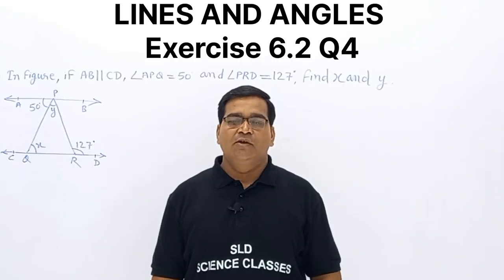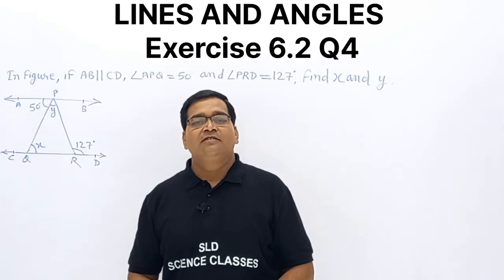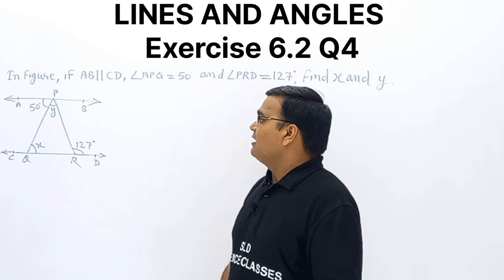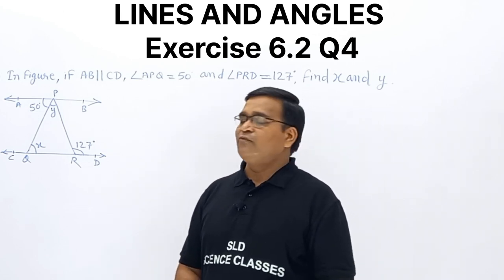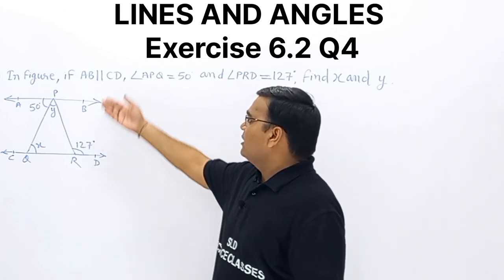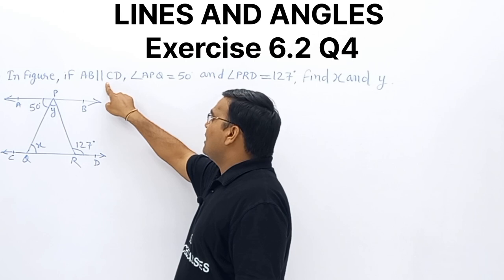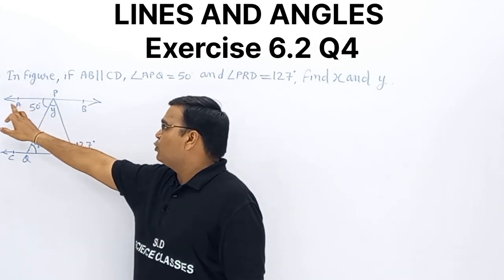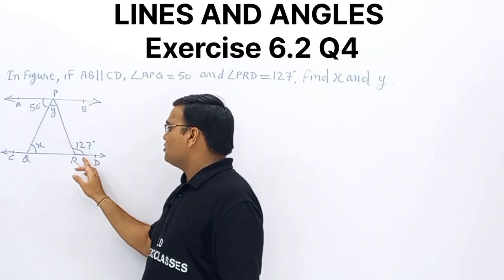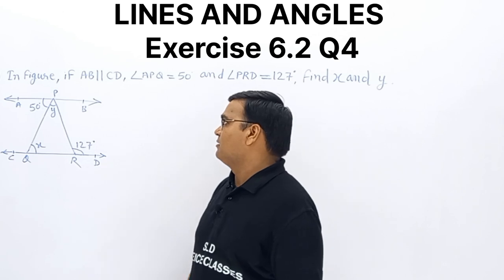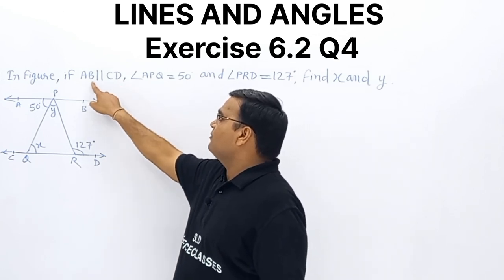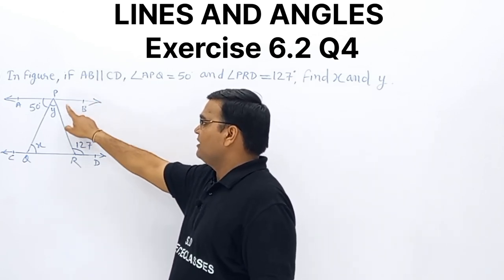In this class, we will discuss exercise 6.2, lines and angles. Observe, in the figure, AB is parallel to CD. We have two lines, AB and CD. Both are parallel. It is given in the question.